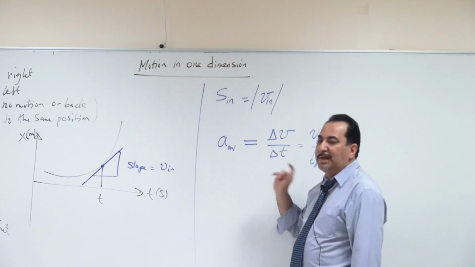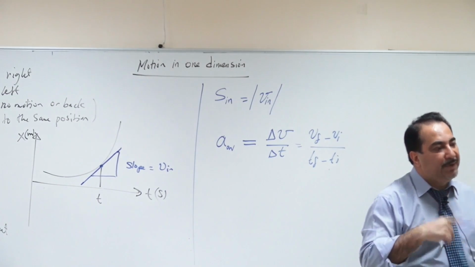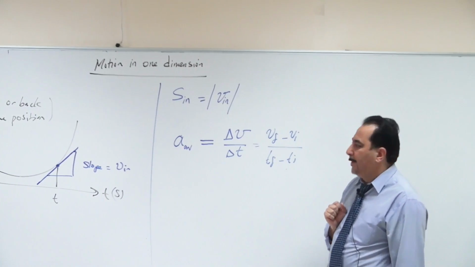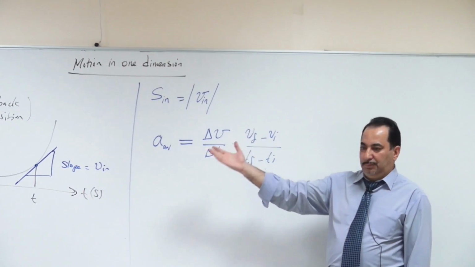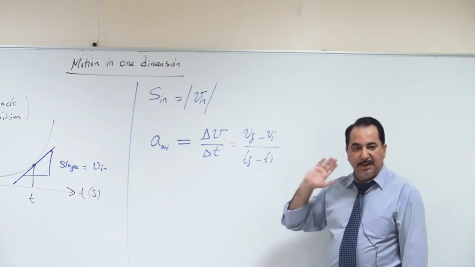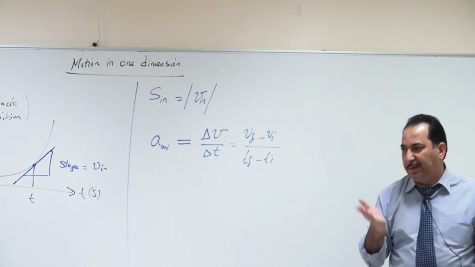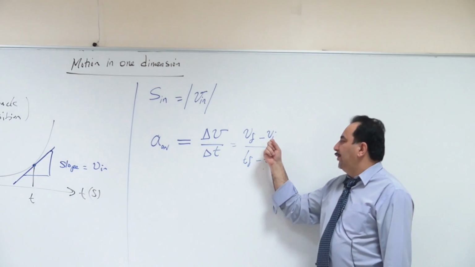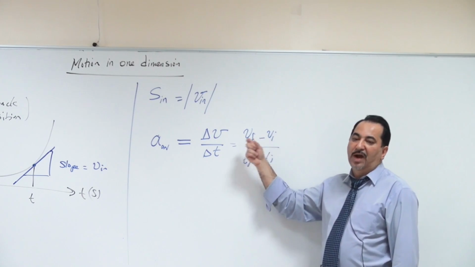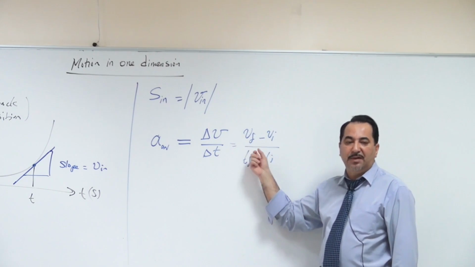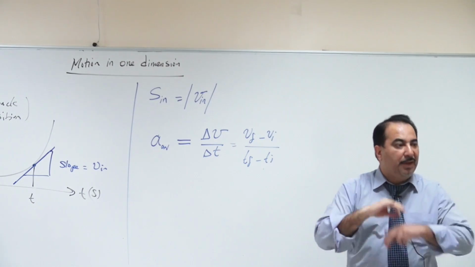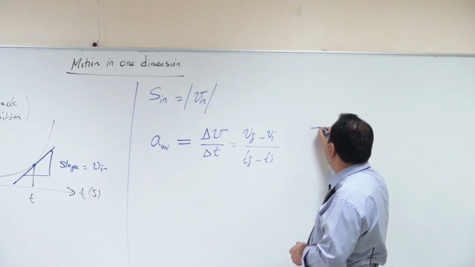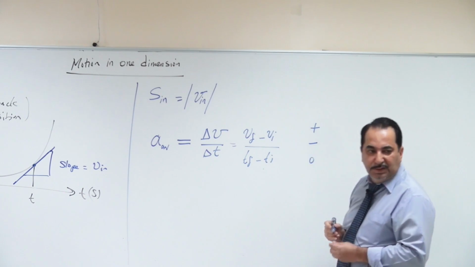Okay? And delta over delta means average rate of change. Average rate of change of velocity with time. And we said before that velocity has a sign. Average or instantaneous has a sign, positive or right or left. So initial velocity has a sign. Final velocity has a sign. When you subtract them, you have a new sign, yes? The new sign is the sign of the acceleration, which means acceleration, again, could be positive, negative, or zero.